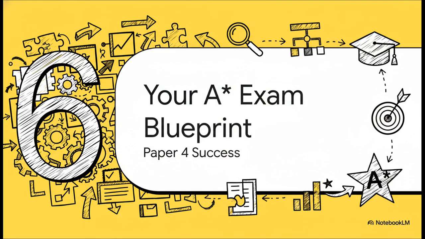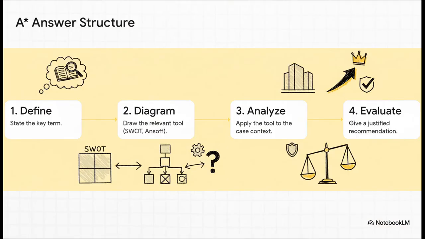Now, for the most important part of all, Section 6, your A-star exam blueprint. How do you take this logical chain and present it for maximum marks in Paper 4? This is your golden ticket. This is the structure you should be using in every single strategy essay. First up, define the key term. That's an easy 2 marks.